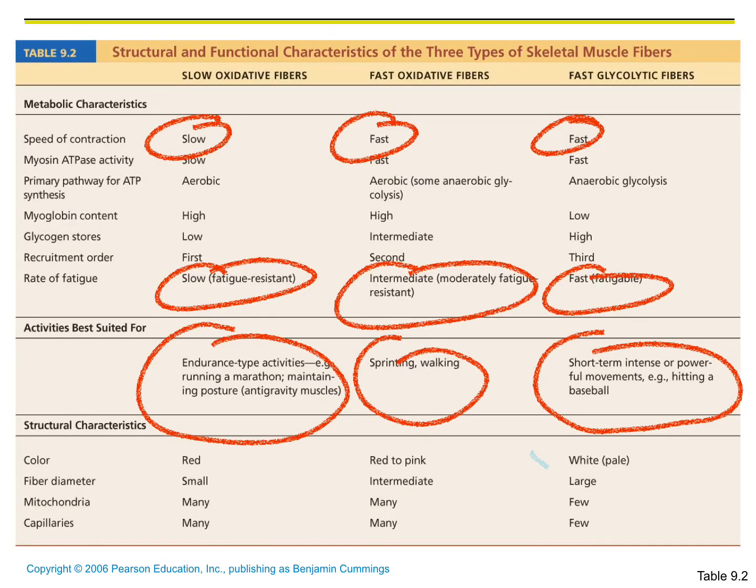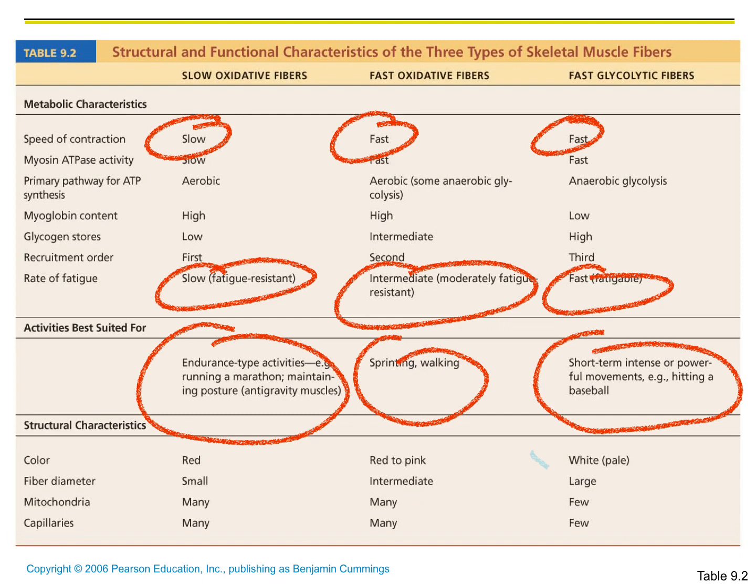Here we look at some differences between the fibers, and I have some things underlined that I want you to focus on. Slow oxidative fibers are the slowest with speed of contraction. Both fast oxidative and fast glycolytic are fast. As far as fatigue, slow is the slowest to fatigue, or the most fatigue resistant, whereas the fast oxidative are somewhere in the middle, and then the fast glycolytic are the fastest to fatigue.